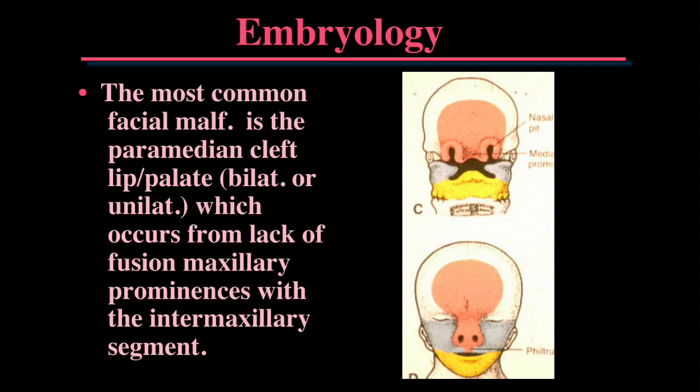The most common malformation is the paramedian cleft, which is here. It would be this seam right here. It's not midline, it's usually one side or the other. That's why you can have a bilateral cleft lip and palate or a unilateral cleft lip and palate.